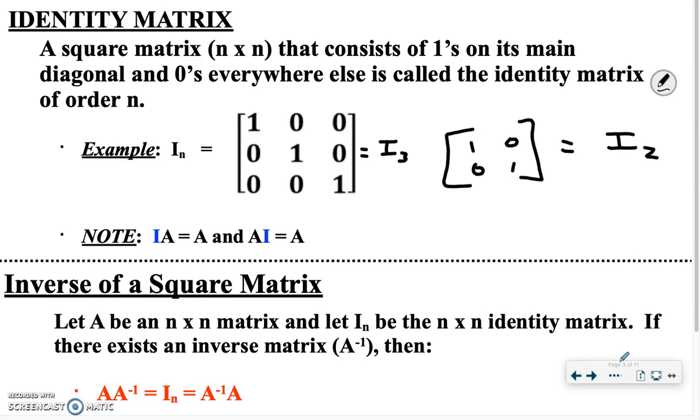Again, I'm sure that you could envision what I sub 7 looks like. I don't want to draw it up because I'm sure that you know what it is. All positive ones on the diagonal, zeros everywhere else. But if we're calling it I sub 7, how many rows and columns do we have? We would have 7 rows and columns.